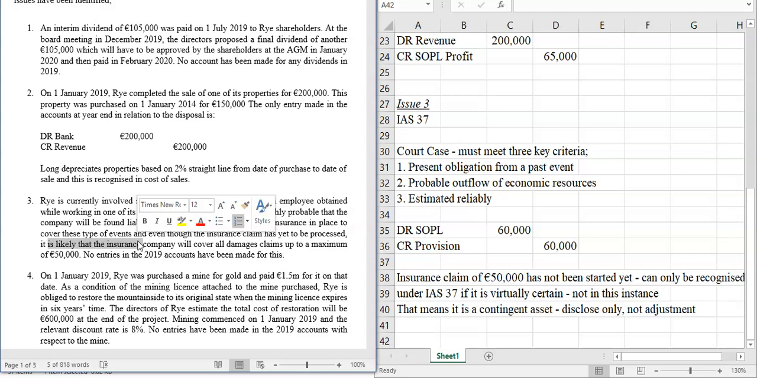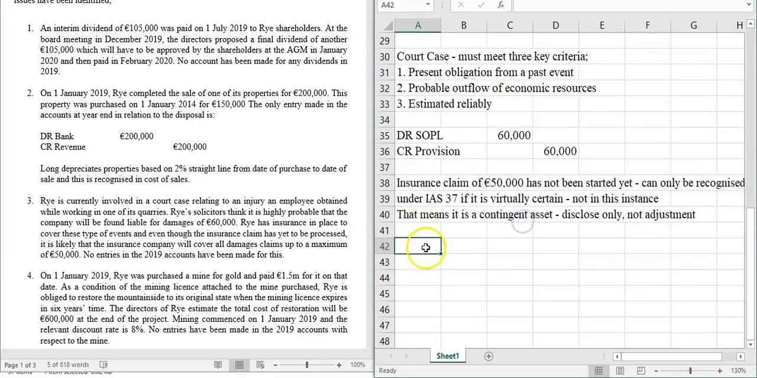So you had the court case itself, which did meet the criteria for a provision, and then you had the insurance claim, which didn't meet the criteria to be recognized as an asset. That means it's called a contingent asset and it's disclosed only. The last piece then is issue 4.